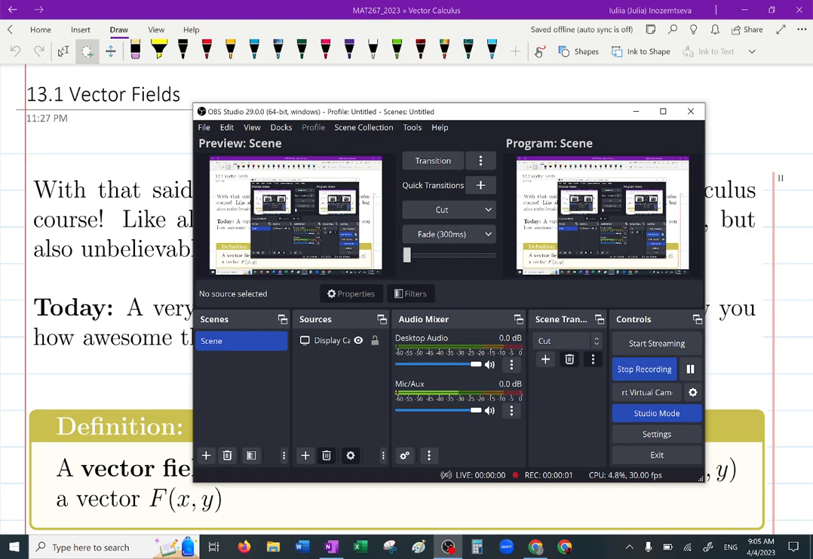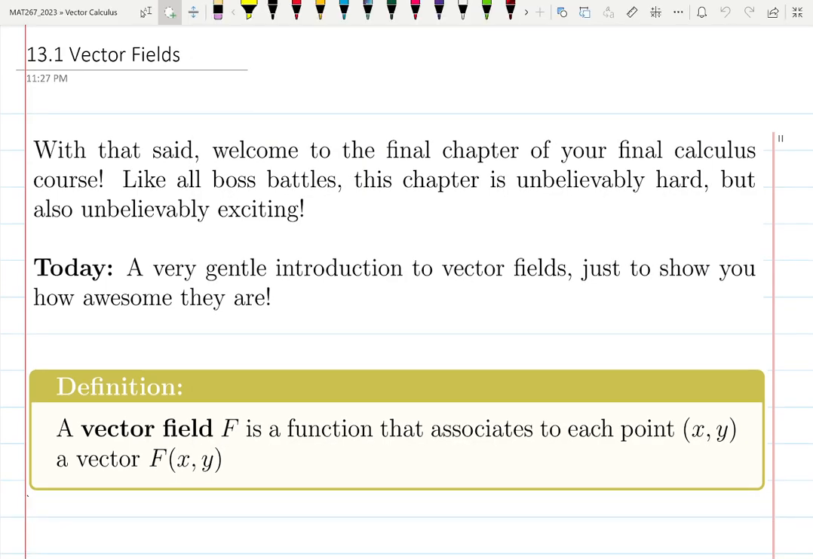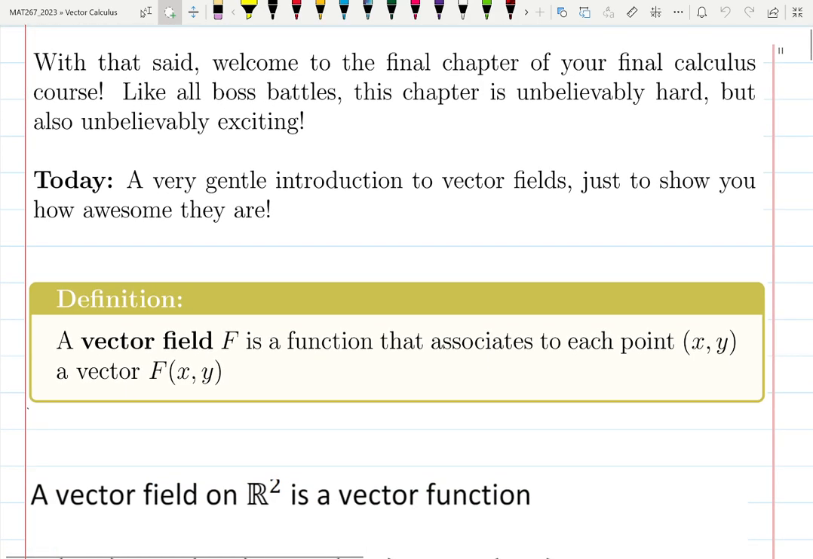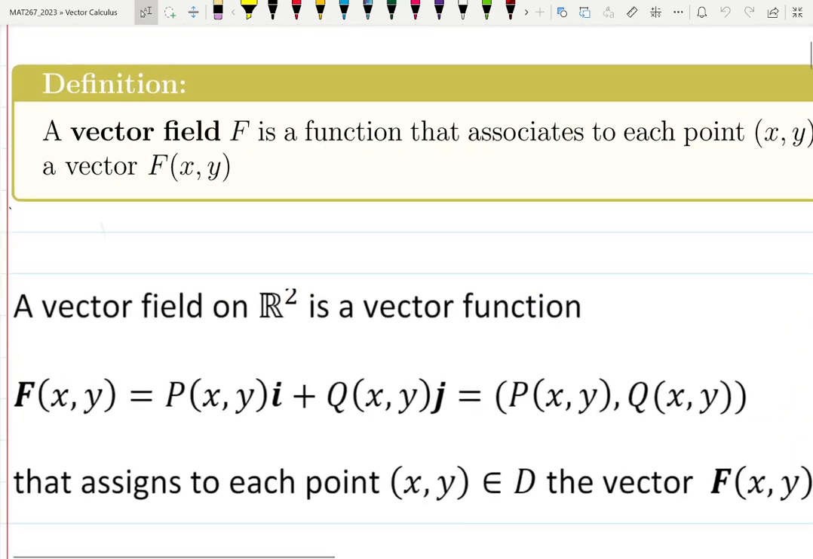Okay, the last pause is the hardest one. So in this case, we're going to have unbelievably exciting vector fields. Let's write down the definition.